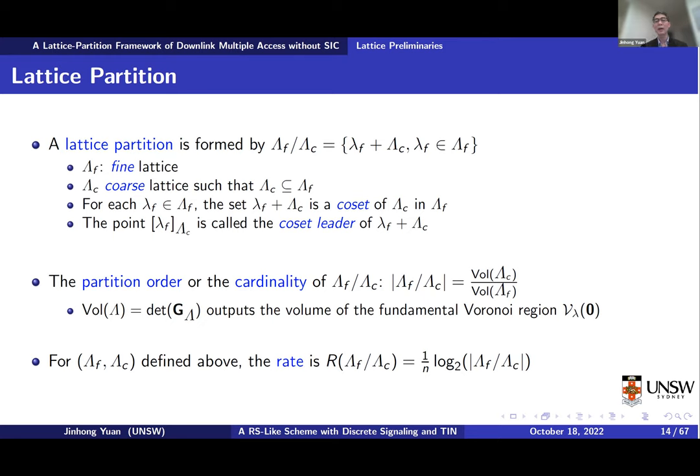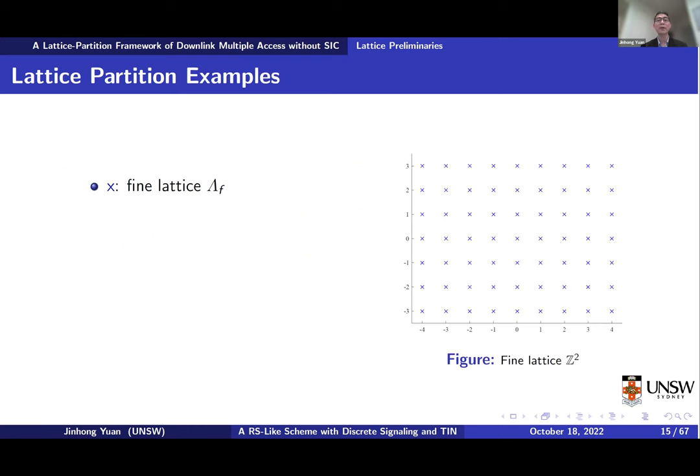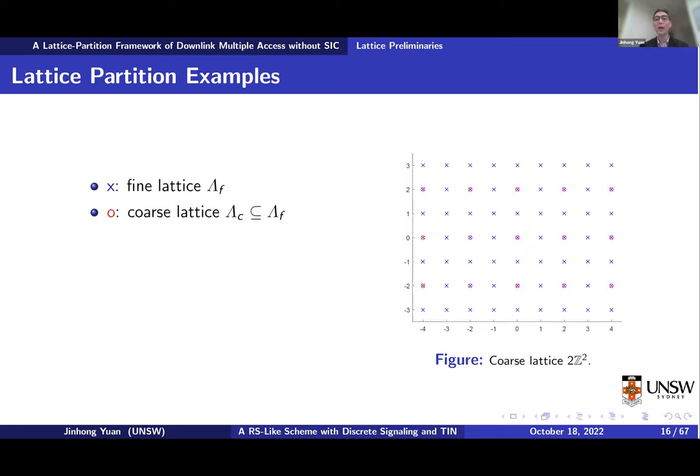So this looks abstract, but I'm going to use a very simple example to show you what a lattice partition is, because we are going to use it throughout the talk today. This is a very simple integer lattice, meaning x plus jy, where x is any integer and y is any integer. That is our integer lattice, we usually say it's Z2. Assume this is our fine lattice. We can also have a coarse lattice, 2Z2, meaning we have this even integer lattice.